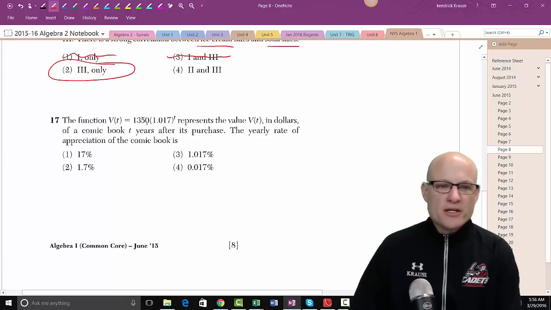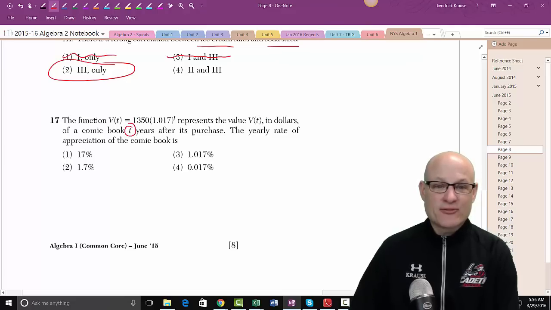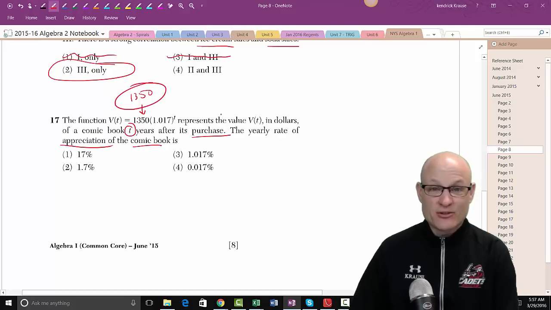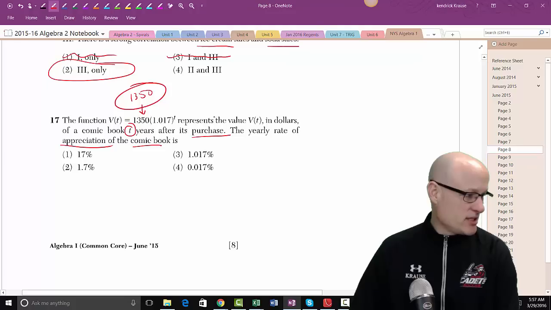Okay, so this represents the value in dollars of a comic book t years after its purchase. The yearly rate of appreciation, which means it's going up, of the comic book is... First of all, this comic book started at $1,350.